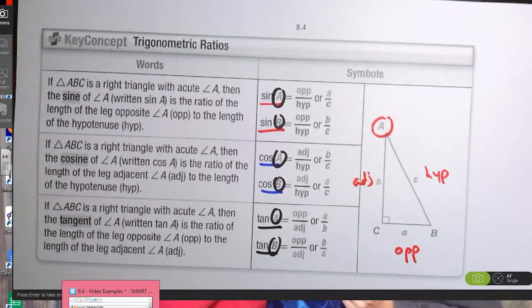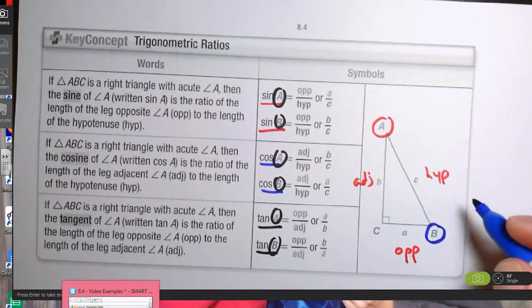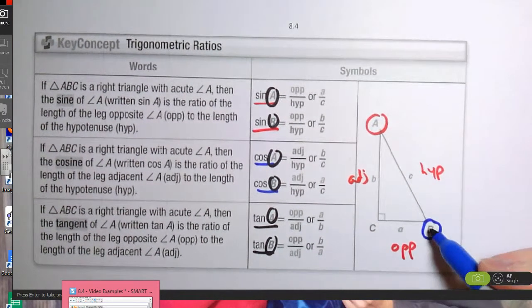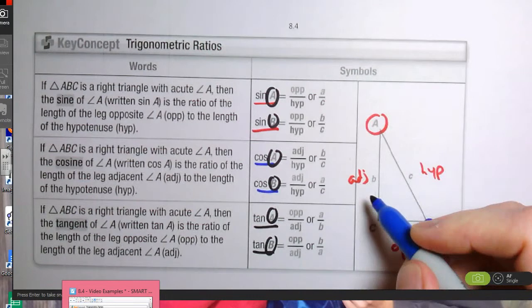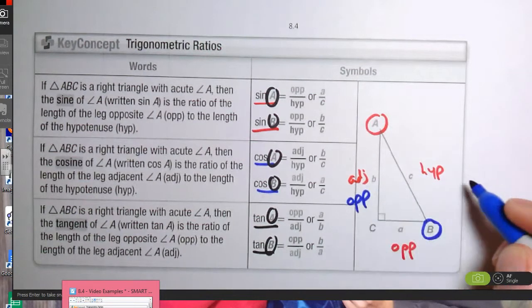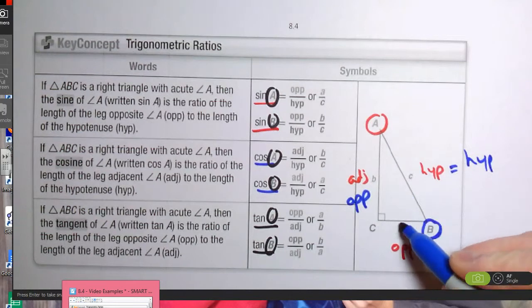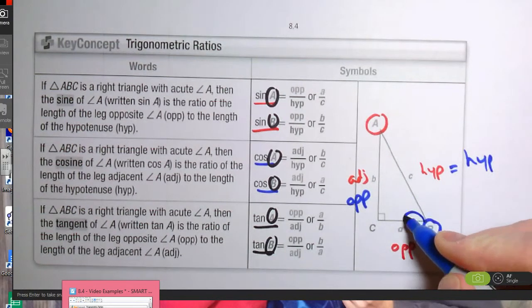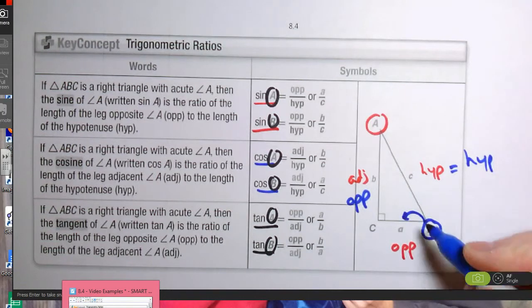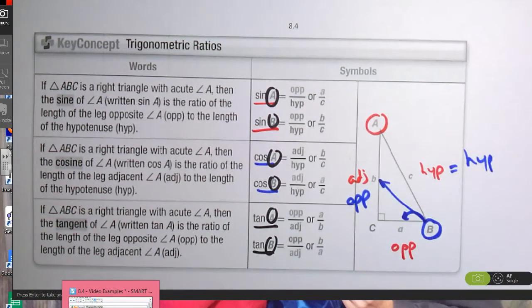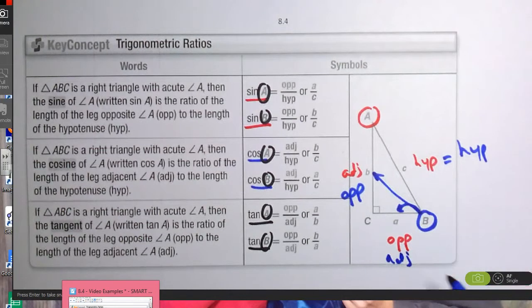For angle B, though, that flips some of this, because for angle B, this side is the opposite side. Hypotenuse is still the same. That doesn't change at all. But the adjacent side now is this side right here. And a lot of times you see some people draw an arrow like this for adjacent and draw an arrow straight across for opposite. So this becomes the adjacent.